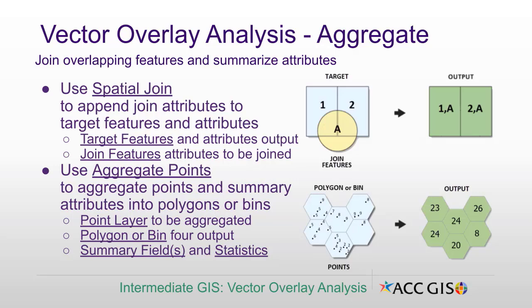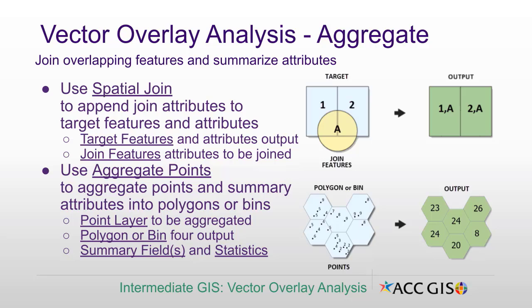The last category of vector overlay analysis I want to discuss is aggregate, where we join overlapping features and summarize attributes. And the most useful of these tools is probably spatial join, which we use to append join attributes to target features and attributes. Now, a lot of times I'm working in GIS and I'm trying to establish a cardinal relationship between two layers and its associated attributes, and I just do not have any attributes that I can utilize to create a join, for example, or a relate.